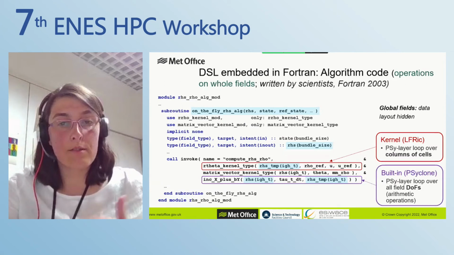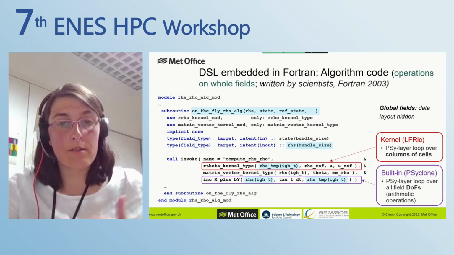So this was the kernel layer. How do we know in the algorithm layer that PSyclone needs to be invoked? This is again where we have the DSL embedded in Fortran, and we have this word called invoke. Basically, this is a pseudo Fortran call where we call directly the kernel types.